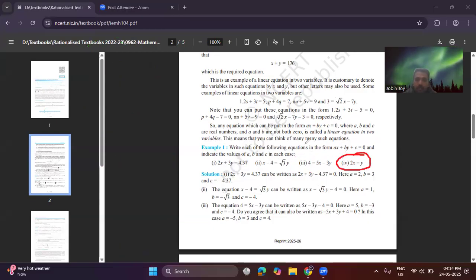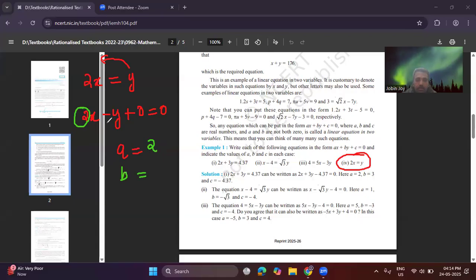Then fourth question. 2x is equal to y. So 2x, shift y to the left side. 2x minus y, there is no c term. So I can write plus 0 is equal to 0. So a will be the coefficient of x. Here the coefficient of x is 2. And b is equal to coefficient of y, minus 1, and c equal to 0. So a equal to 2, b equal to minus 1 and c equal to 0.